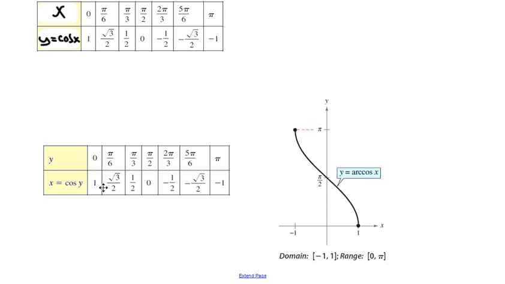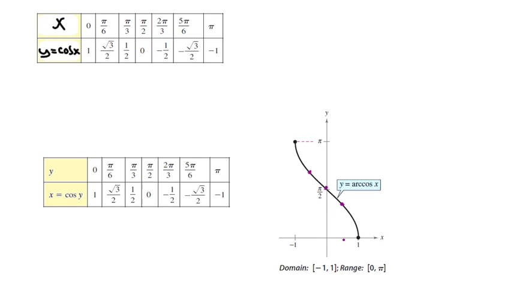If I plot these points now, 1, 0. So 1, 0 is right here. And then 1/2, pi over 3. So 1/2, pi over 3. Then 0, pi over 2. 0, pi over 2. Then -1/2, 2 pi over 3. -1/2, 2 pi over 3. And as you can see here, this is what our inverse cosine looks like.